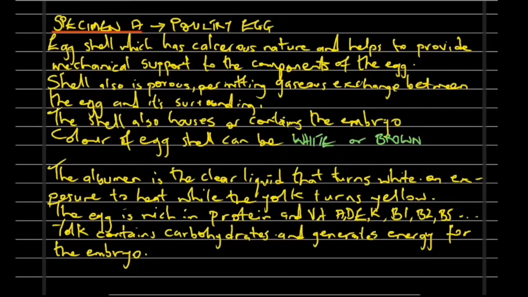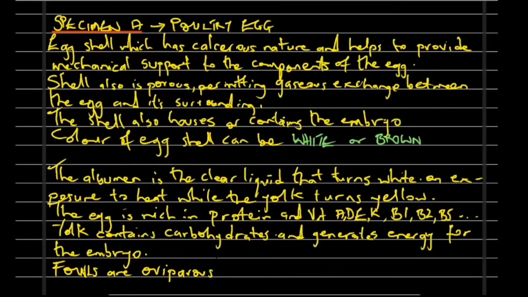Now, coming to the bird that lays it, we are talking about poultry eggs, so we are talking about the normal fowls. Fowls, or organisms that lay eggs, are called oviparous organisms. So the fowls are oviparous because they lay eggs.